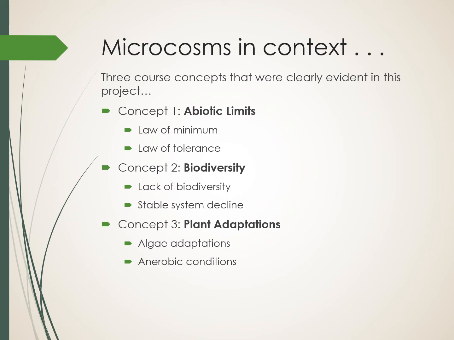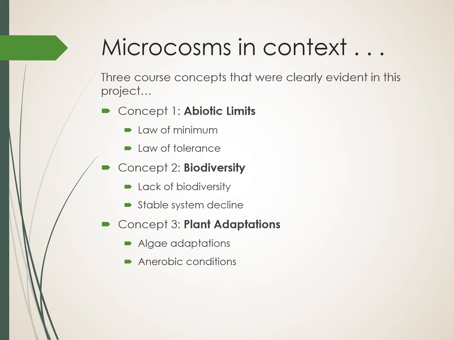The first concept that was clearly evident in this project was abiotic limits, or limits set by resource availability such as food, water, oxygen, and sunlight. To build off that, the law of minimum was also evident. The law of minimum, or Liebig's law, states that growth is dictated not by total resources available, but by the scarcest resource. We saw in this project that oxygen was the scarcest resource, and this heavily controlled growth rates within the ecosystem.